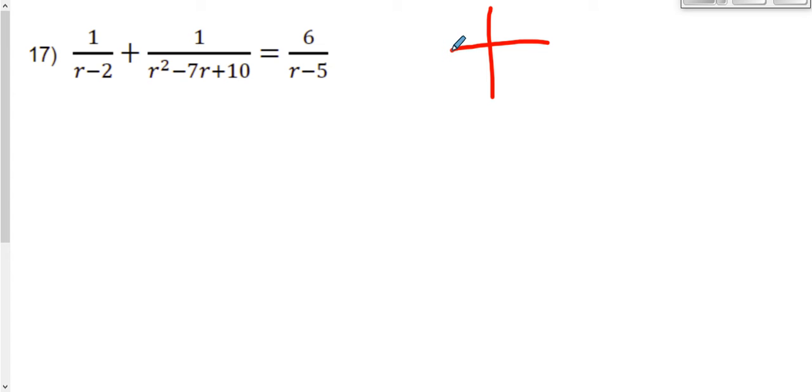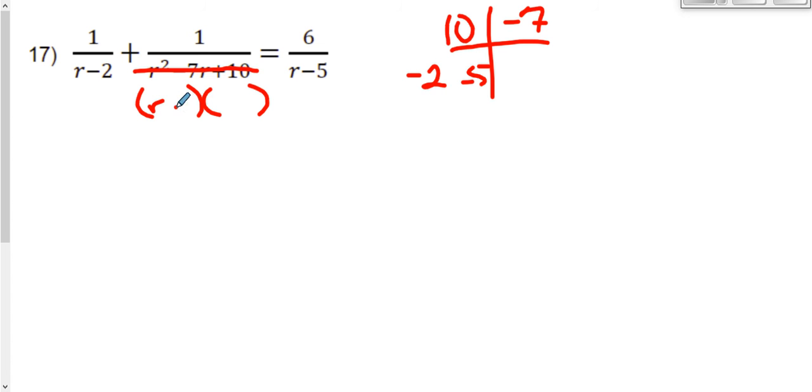I'm going to have to find the two things that multiply to 10, that add to negative 7. Those numbers are 2 and 5, and they're going to both have to be negative. I'm going to go ahead and just cross this out and write the factored form right here. So this is going to be r minus 2 and r minus 5. Now that I have this factored, I can go ahead and do my first two steps.